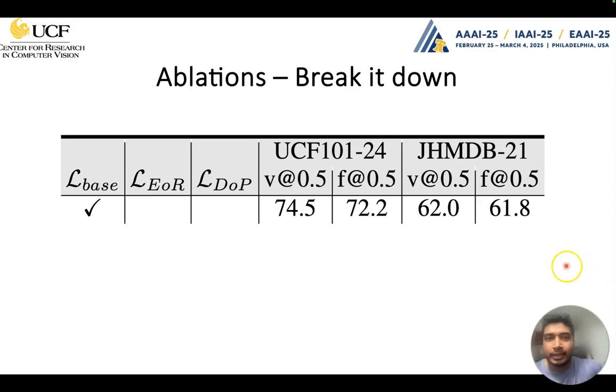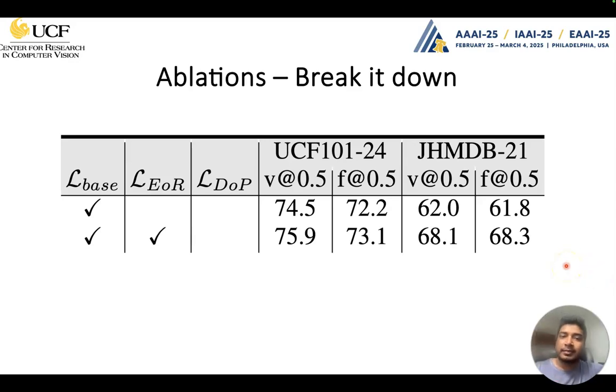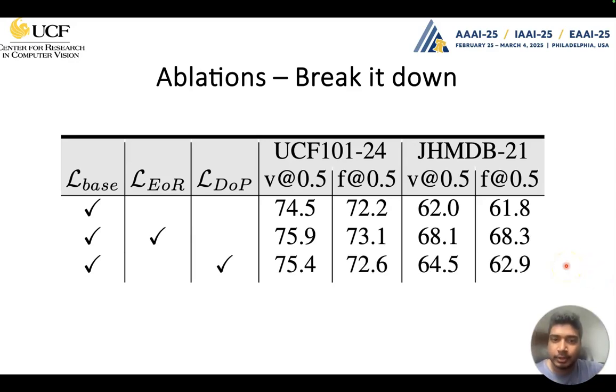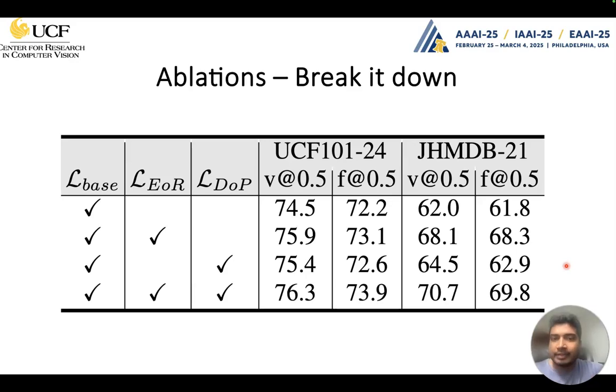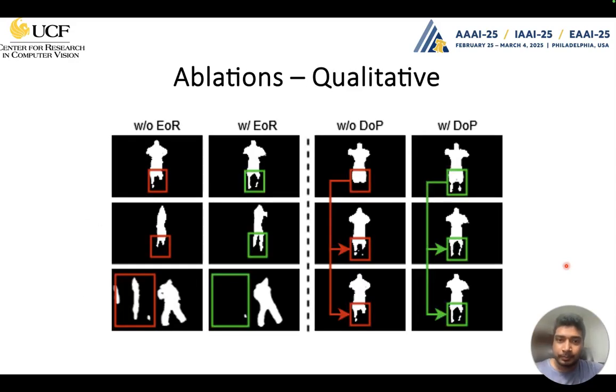Now breaking it down into ablations. Firstly, we start with the base model, then we include the EUR module, the DOP module, and finally all the modules are included. We can see that the performance on both datasets increases gradually, which tells that each of the modules contributes orthogonally to the base model.